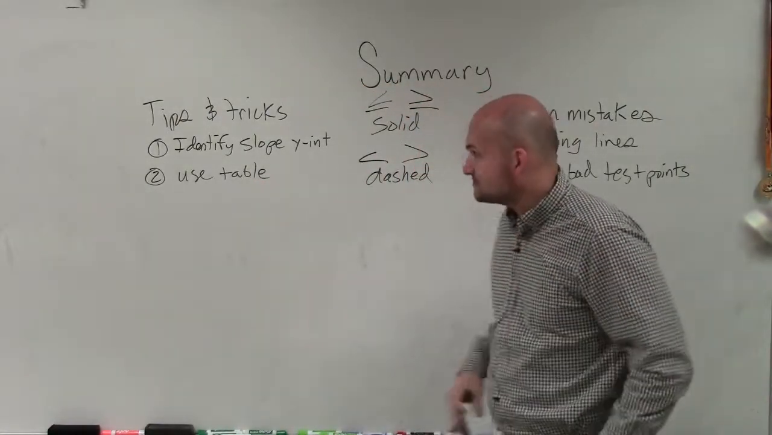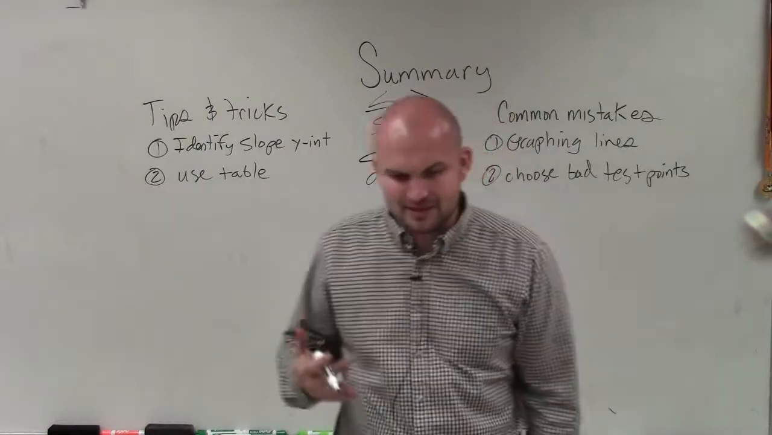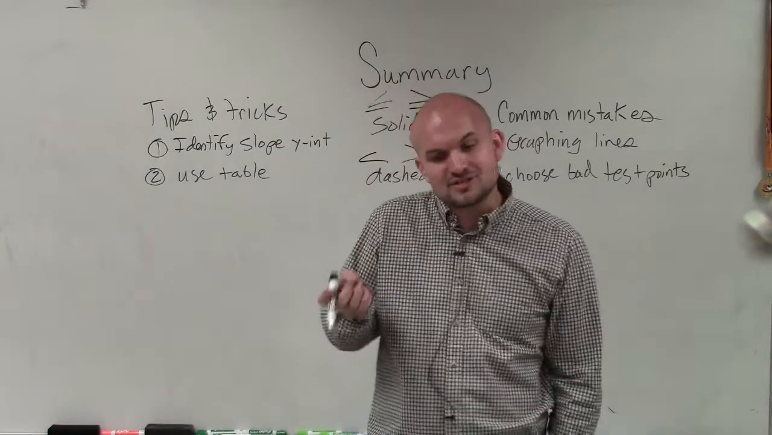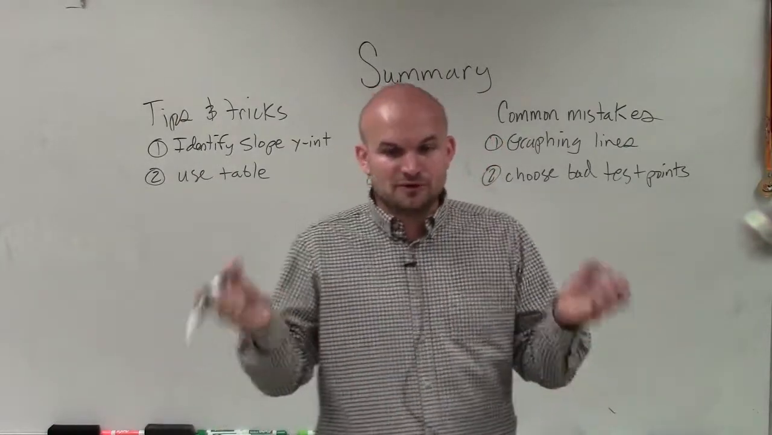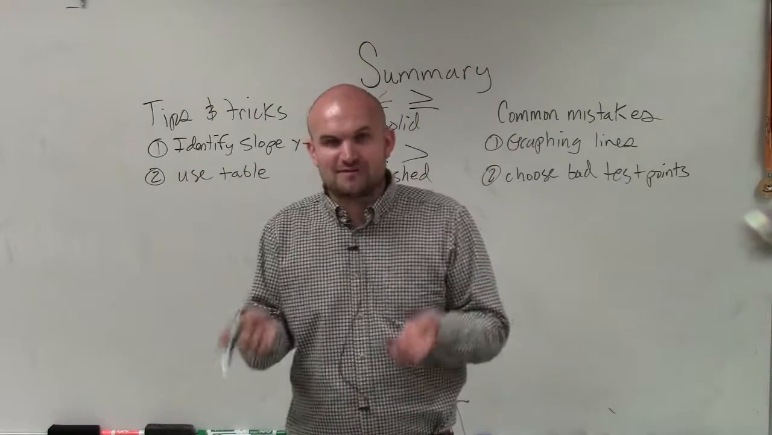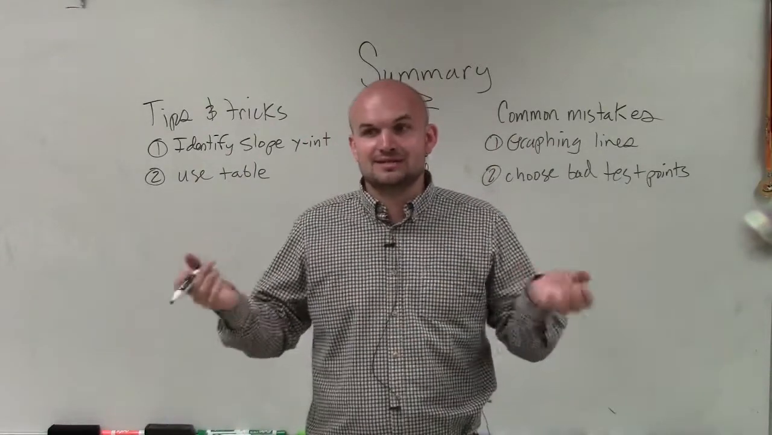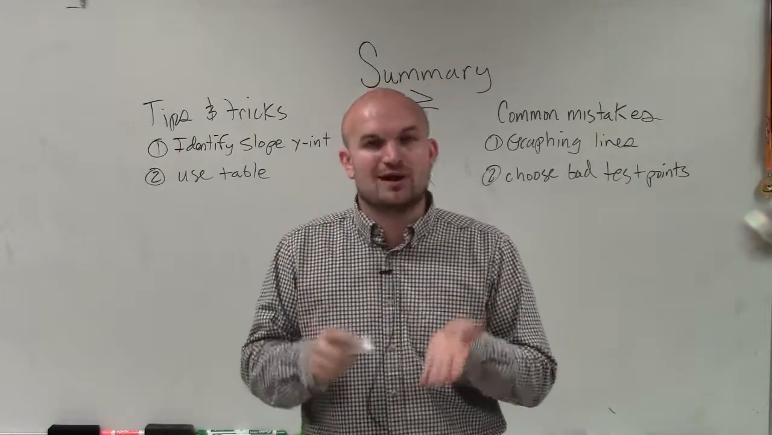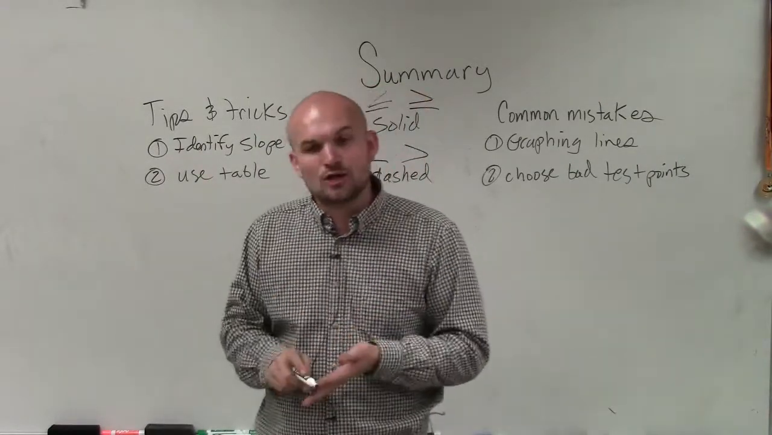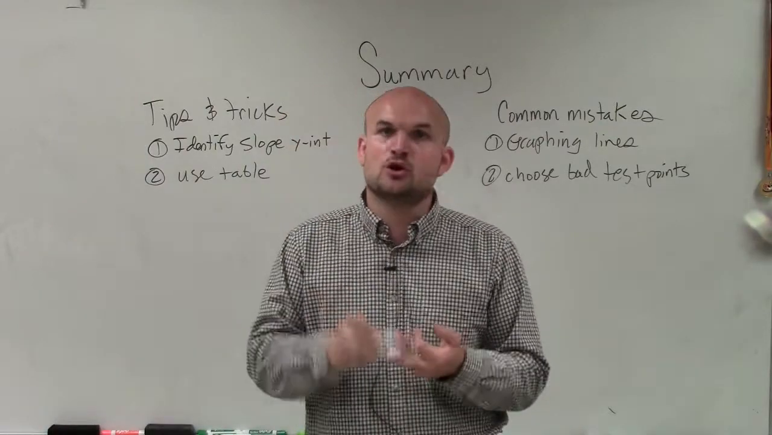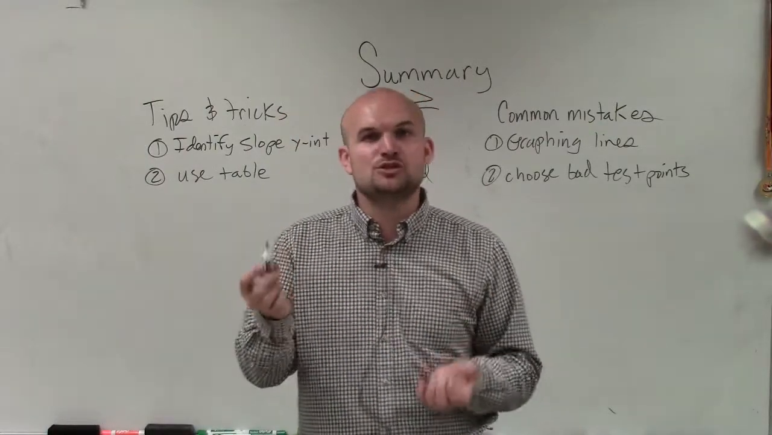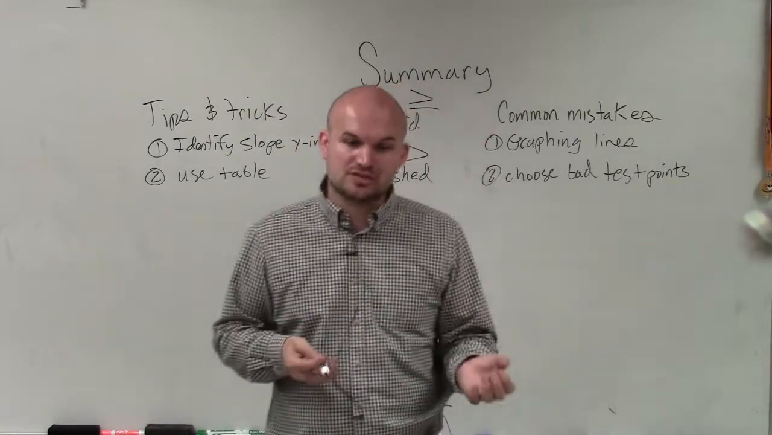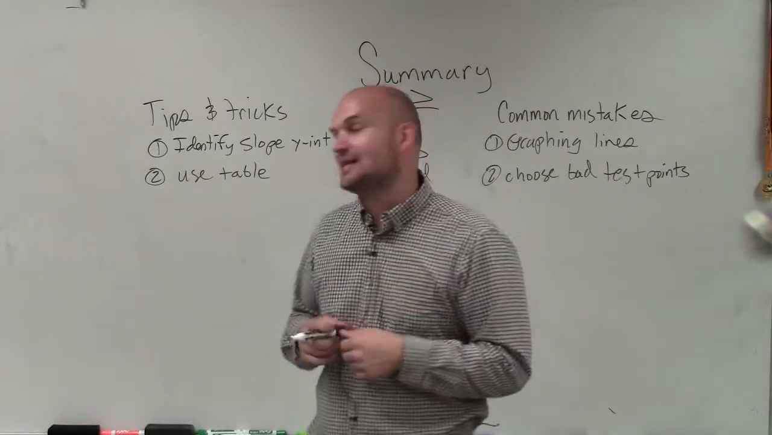Some common tips and tricks I'd recommend when you're graphing: I think the most important thing is to make sure you identify the slope and the y-intercept. Understand what slope and y-intercept are. If you have an equation in slope-intercept form, identify the slope and the y-intercept. Understand that the y-intercept is the coordinate point where the graph crosses the y-axis, and that the slope is the ratio of the change in y values over the change in x values between any two points that lie on the line. So we use the y-intercept to plot our point, and we use the slope to find the next point that lies on the line.